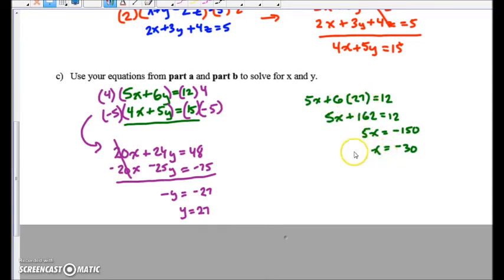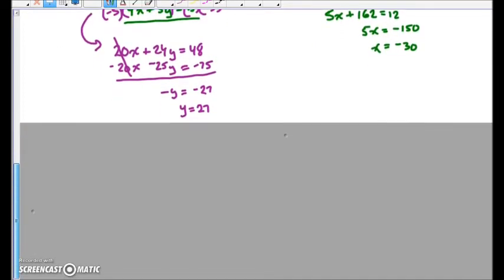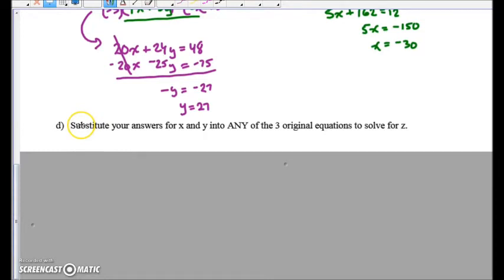Now before, we'd be finished, right? We found the values of x and y. Fortunately, this one is not finished because we haven't found z yet, but we're really close. So go ahead and pick any of those 3 equations, as it says in part D, any of them. Sub in your x, sub in your y, solve your z. Piece of cake. Pause the recording, play it when you're ready.